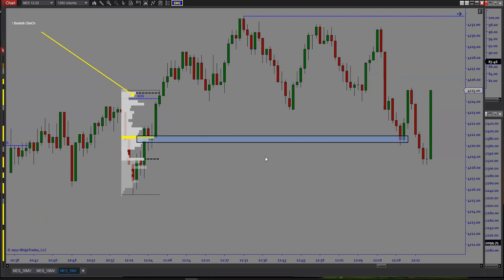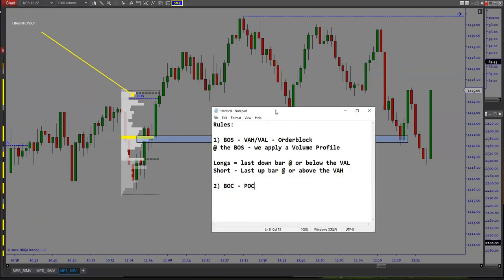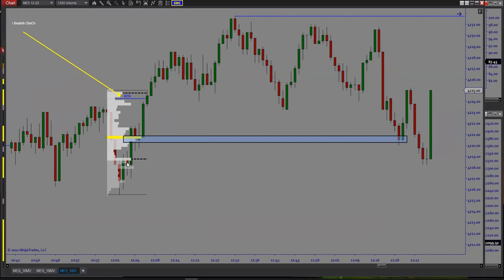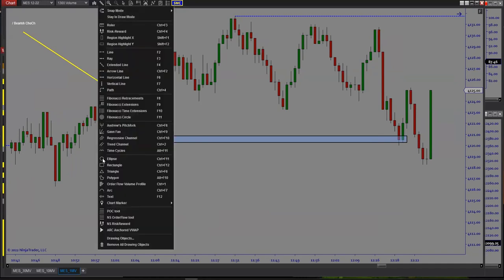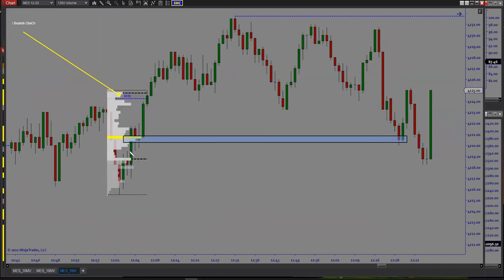Yeah, the other trade setup, the boss value area low. If we look at the last down bar at the value area low that led to the break of structure, look at the trade. Okay, here's the down bar right here.